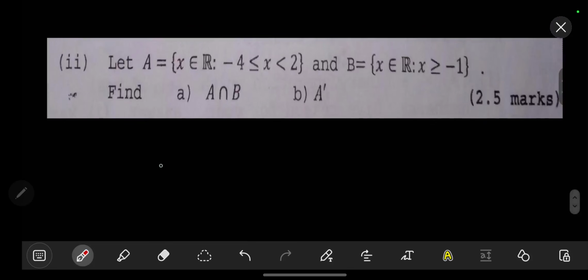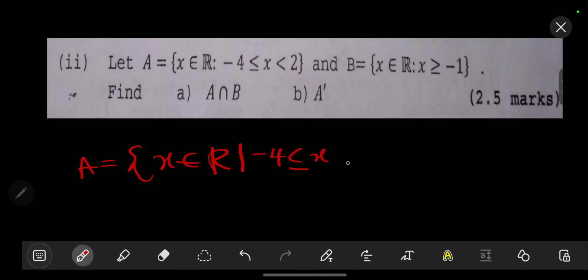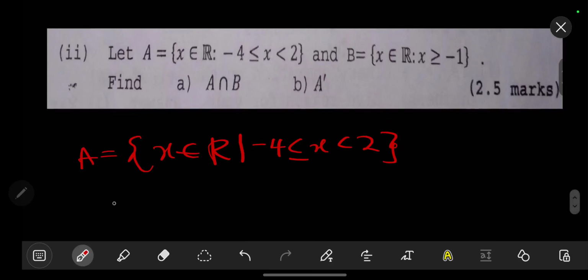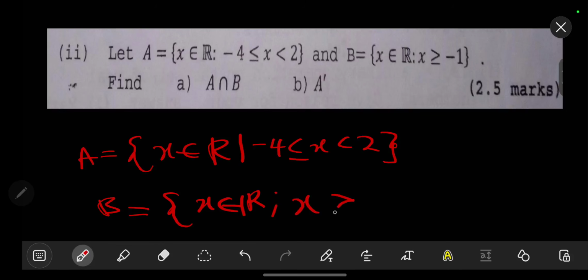So looking at this other question, it says that A is equal to x, a member of real numbers, such that negative 4 is less than or equal to x, less than 2. So this is our A. Then our B is equal to x, a member of real numbers, such that x should be greater than or equal to negative 1.